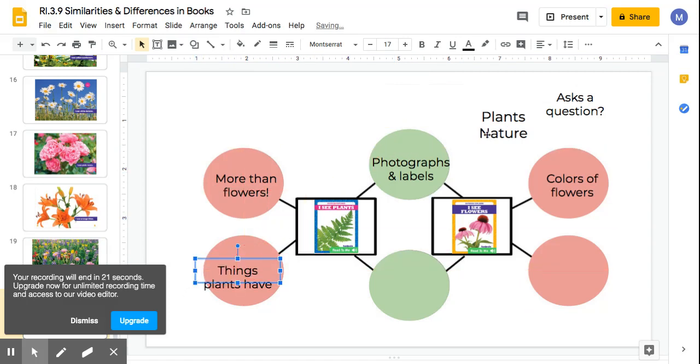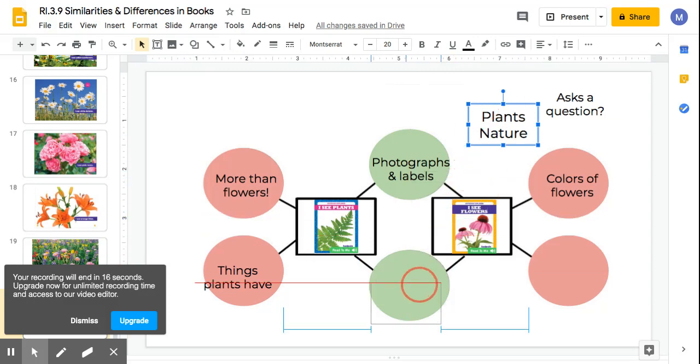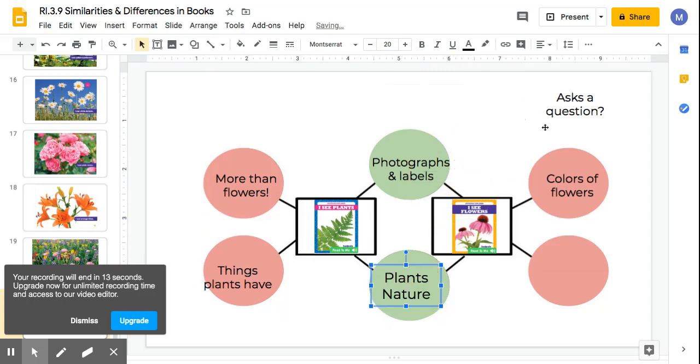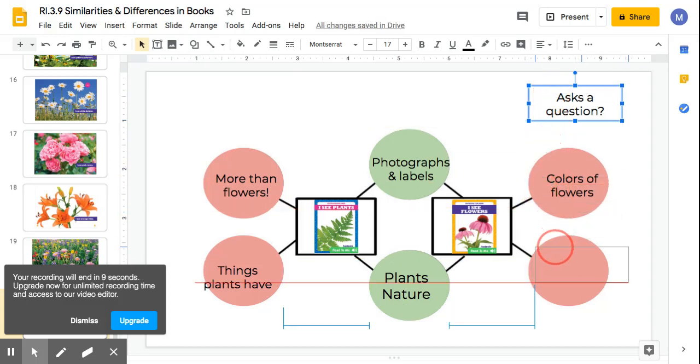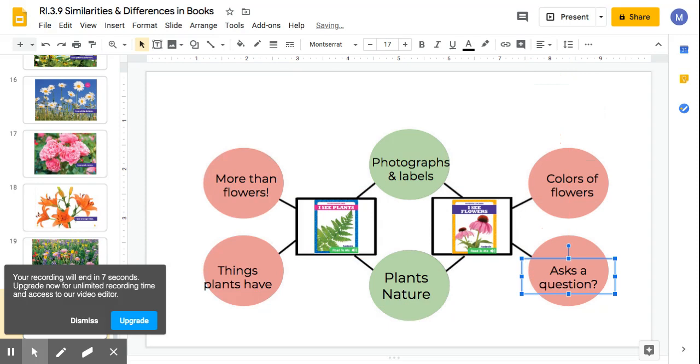Okay, a few more. Plants and nature. Yep, both books had the same main topic. It was all about plants and nature. And which book ended with a question? Well, that was the I See Flowers book. That's the only book that asked a question, so that's different.